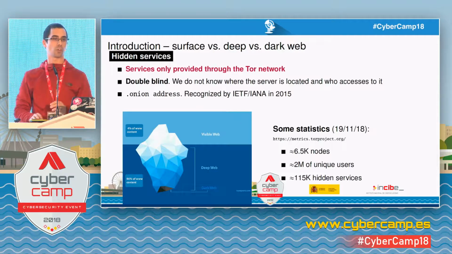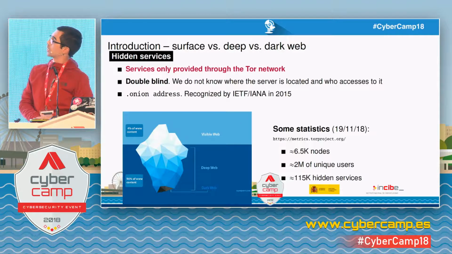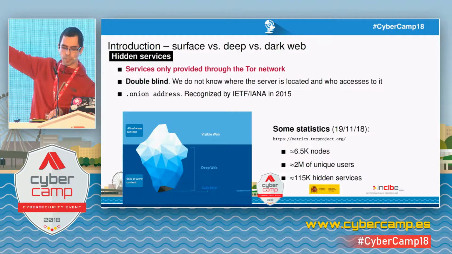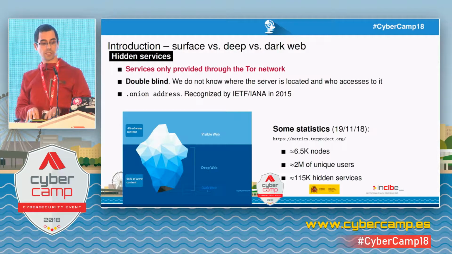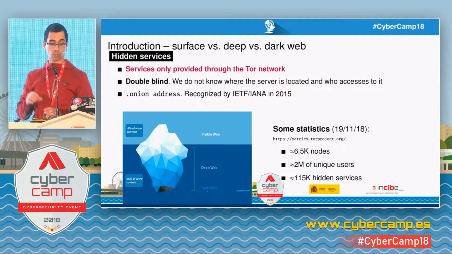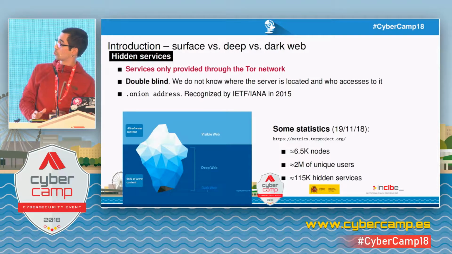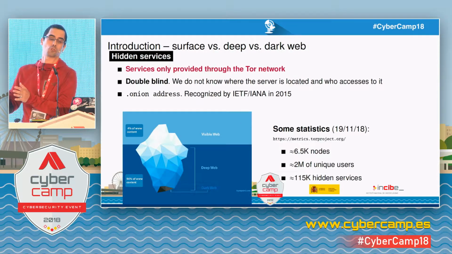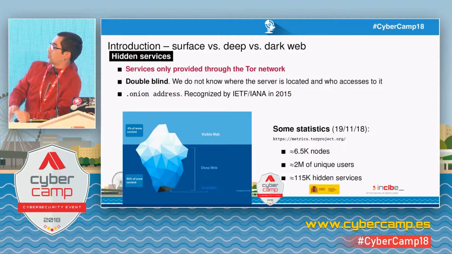A hidden service is any address you find on the internet that ends in .onion. The IANA officially recognized this domain in 2015. Currently, if you visit the Tor Project Metrics website, they have the daily statistics of use of the Tor network. Currently, it is made of 6,500 nodes. So far, there are 2 million unique users, and on average, there are 115,000 hidden services. In other words, services we don't know what they are.